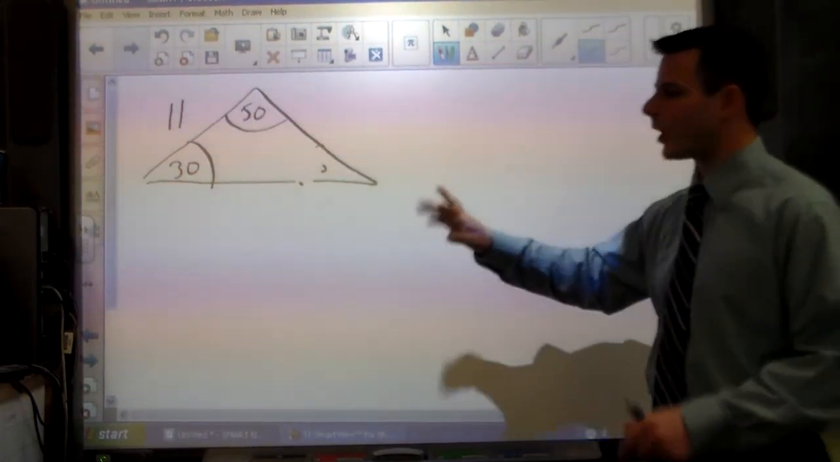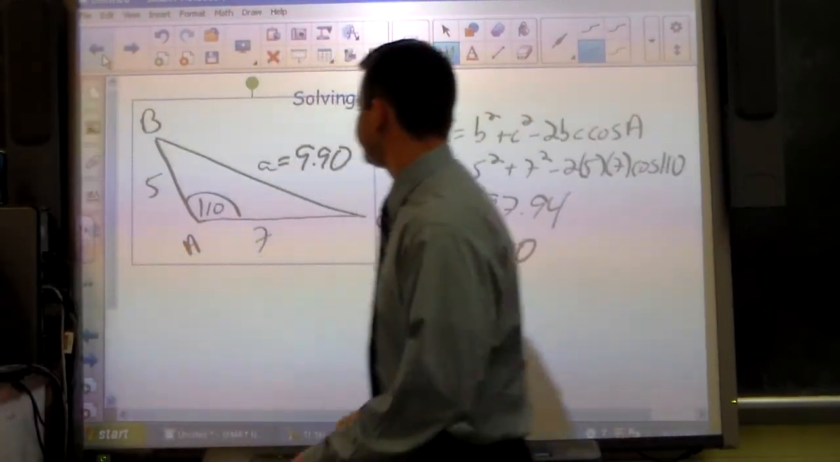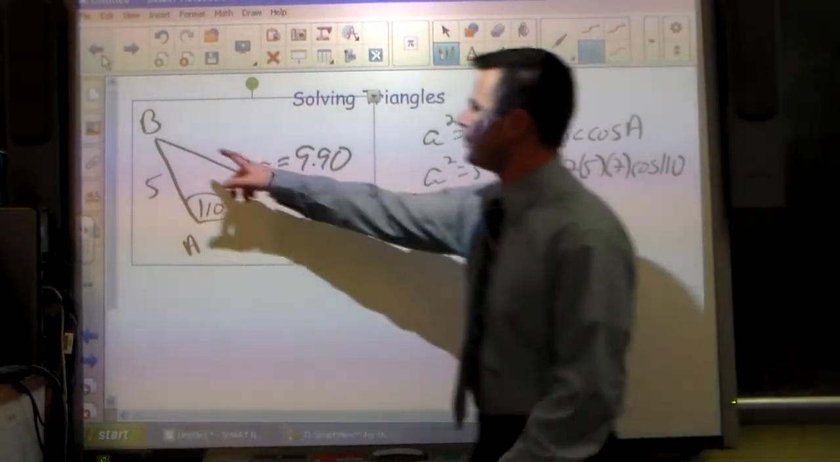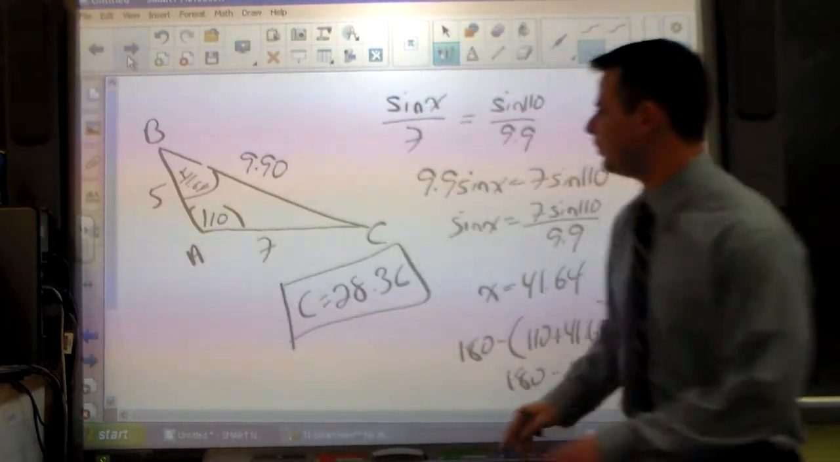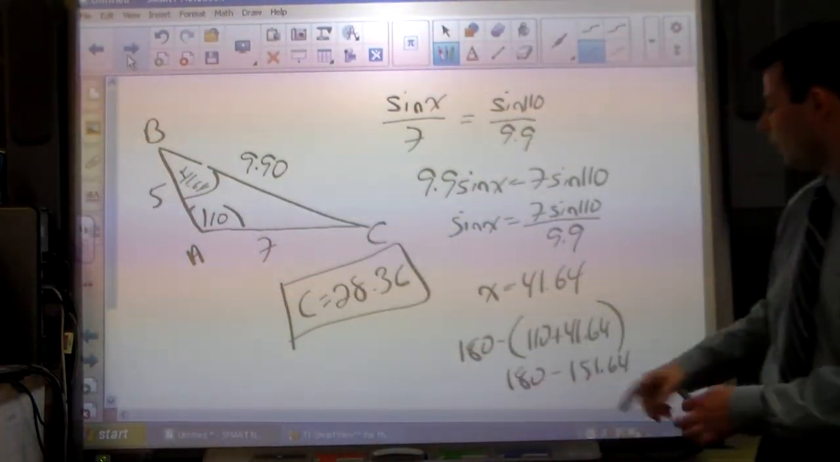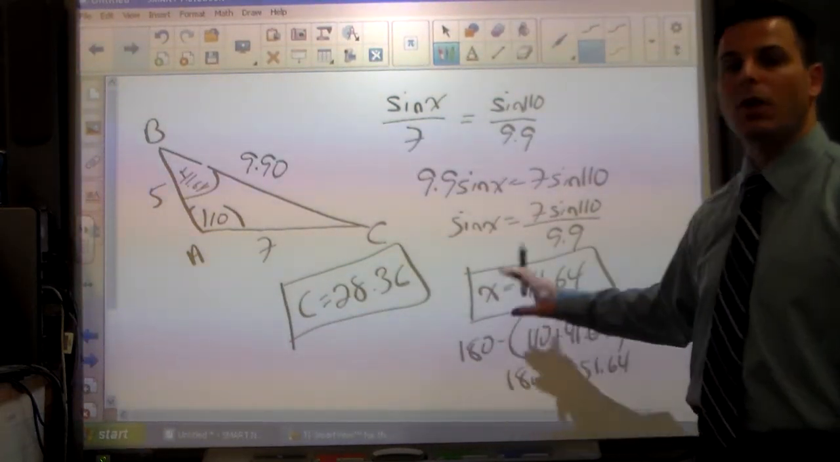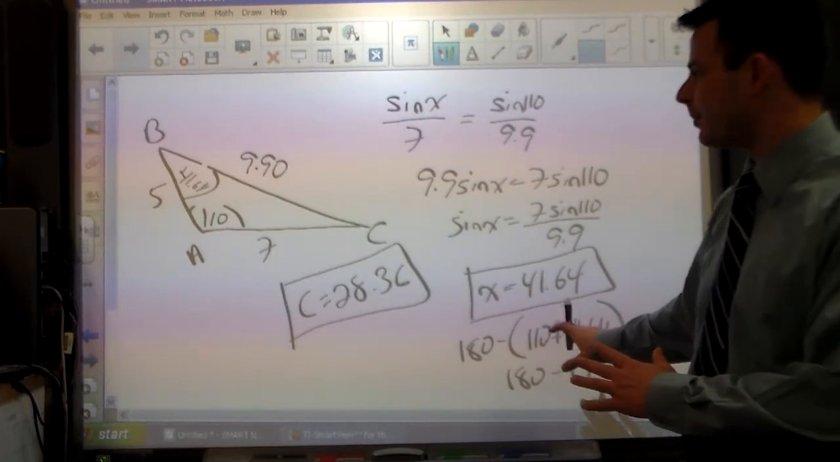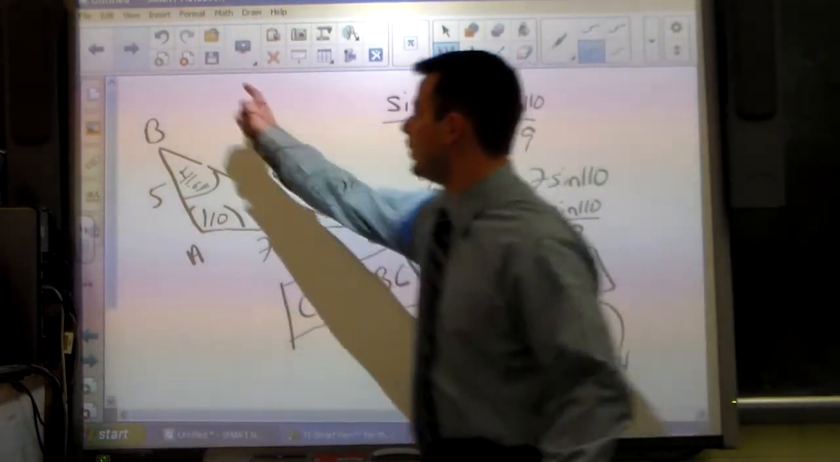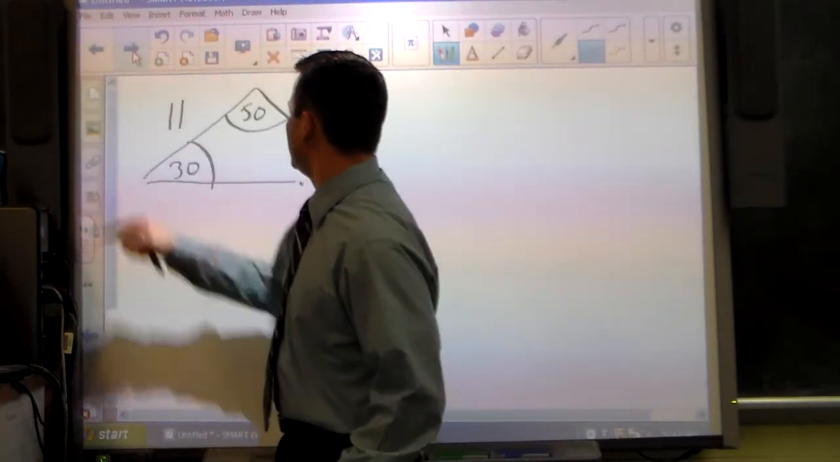So, you know what, let me backtrack, going back to the last example. What I meant to do here was to show you, once we have all three sides, we could have used the law of cosines to solve for this. You could have used the alternate law of cosines to solve for that. So sorry I forgot to explain that, but I prefer using the law of sines anyway.